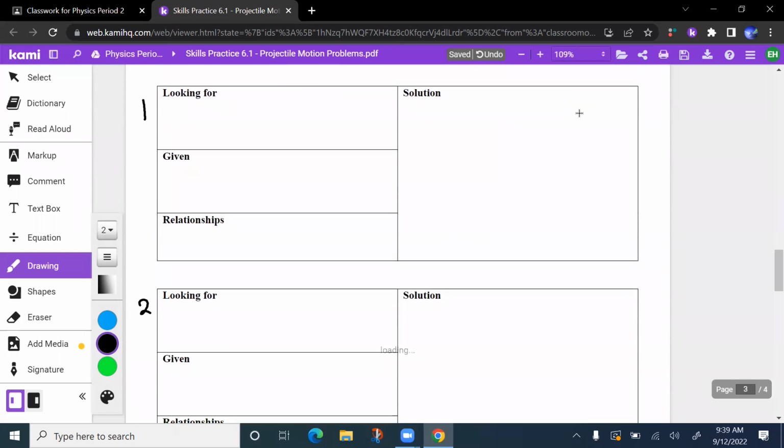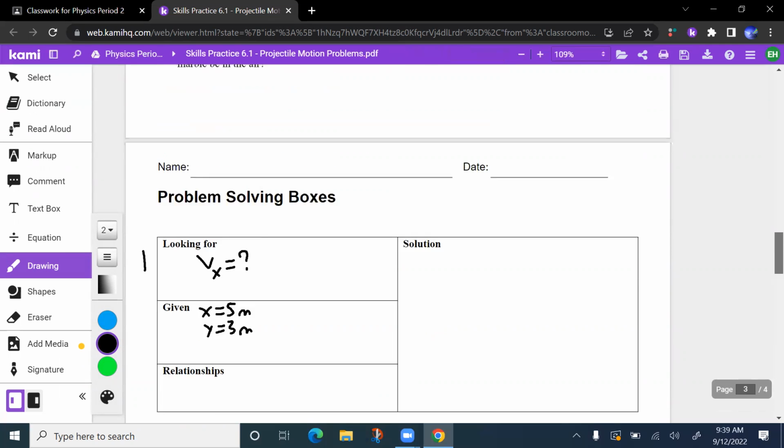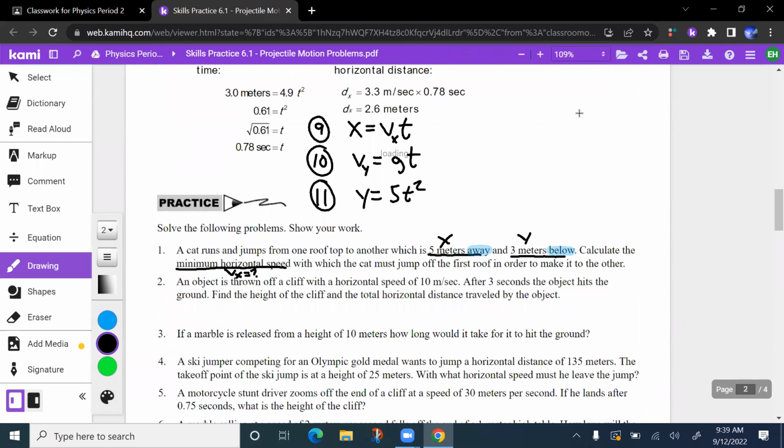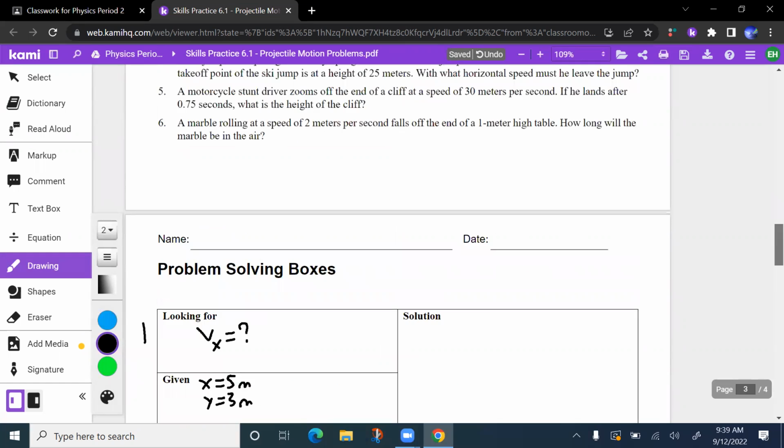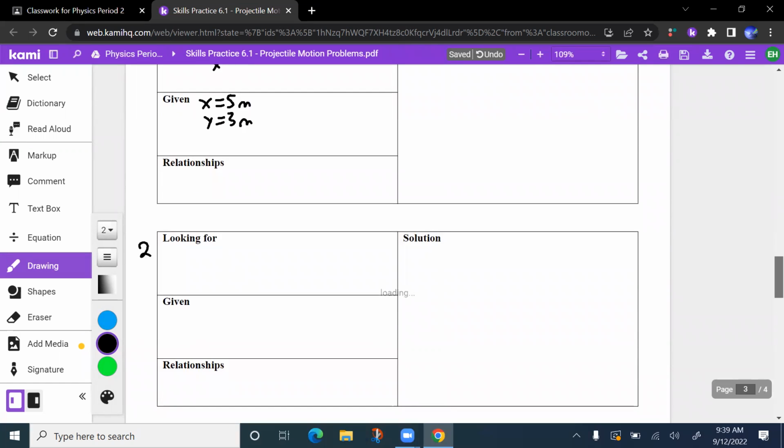Let's go down to box number one. We are looking for vx. We are given x is 5 meters. We are given y is 3 meters. And you'll notice, ladies and gentlemen, that the only equation that has vx in it, when we go back up to our equations, is this equation here, number 9. So let's go ahead and use equation number 9. Let's write that down in our box. We know we're going to need it.